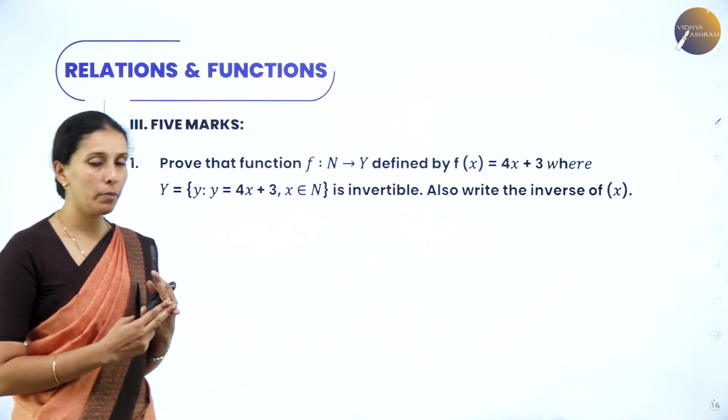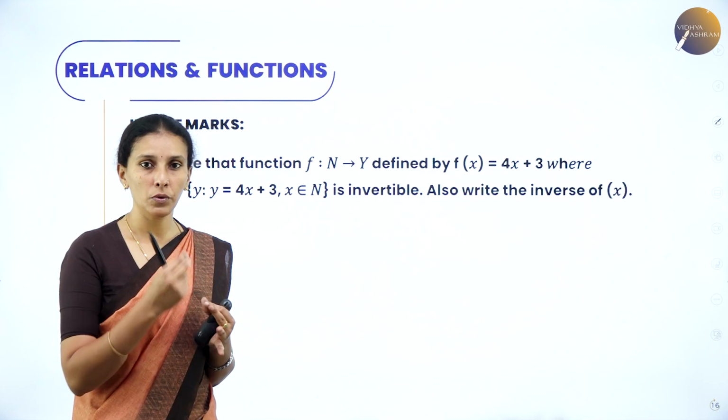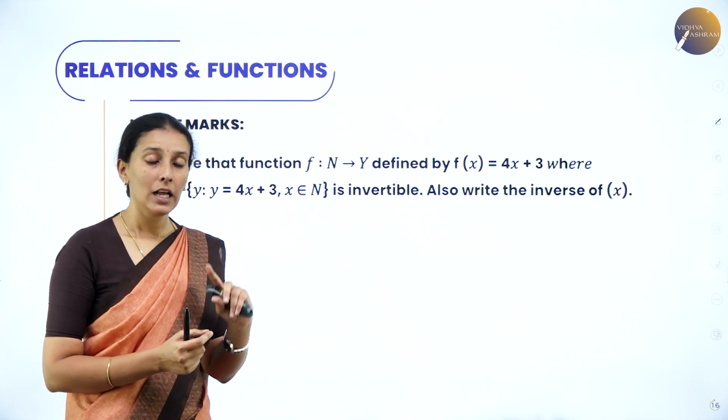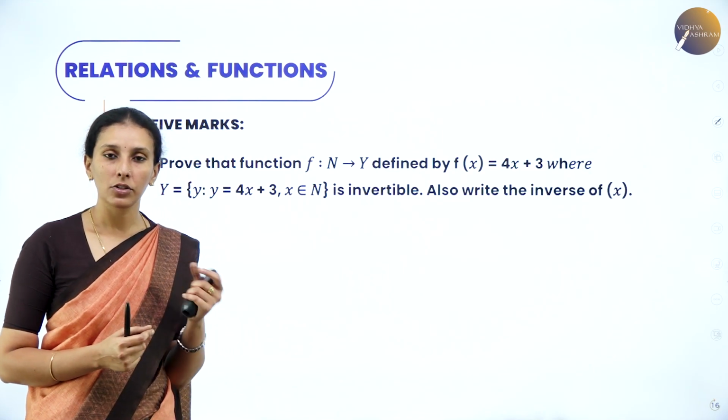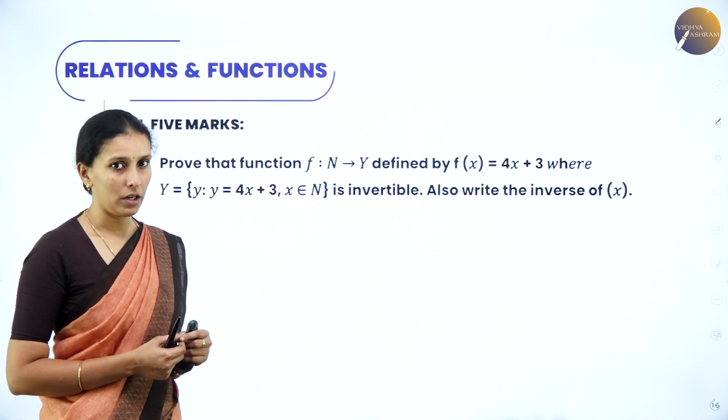We can use two methods here. One is to show that the function is one-one, onto, bijective, hence it is invertible, and write the inverse. The other way is just to show that g naught f and f naught g are identity functions and write the inverse function.